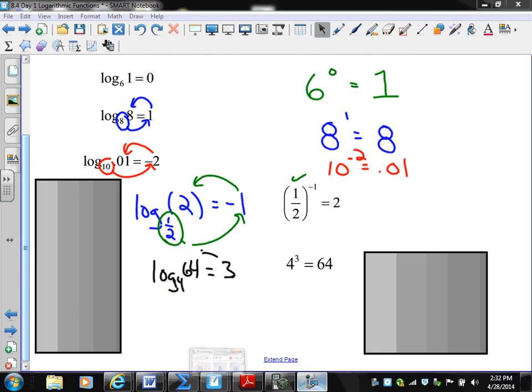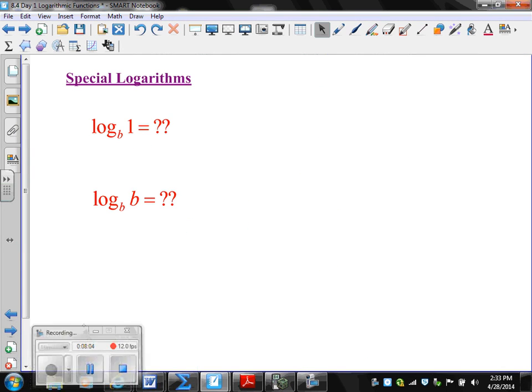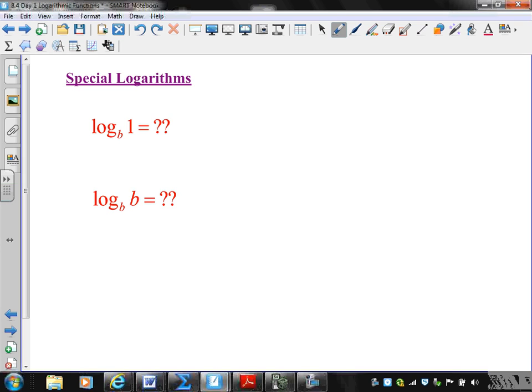Okay, quick look at two special logarithms. The first one is going to be the logarithm of any base of 1. Well, take any number to the 1 power, and we always get that number. Anything to the 0 is going to be 1. So the logarithm base any number b of 1 is always going to be 0, because b to the 0 is always going to be 1.